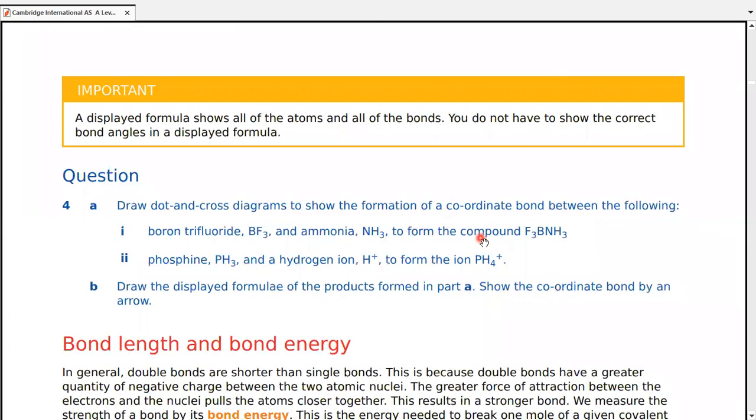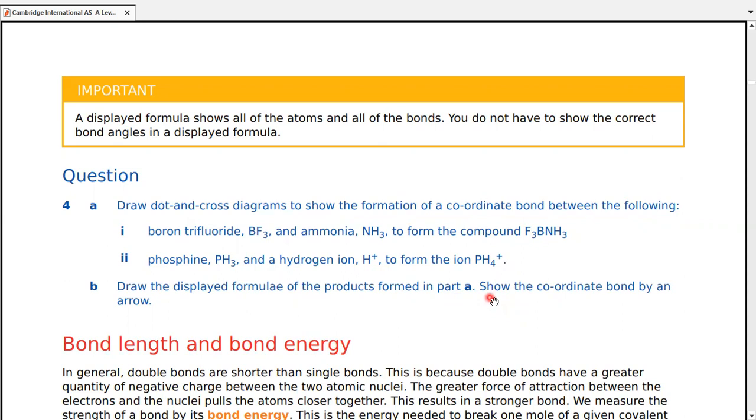So there are some examples, BF3, NH3. This is the same example I talked about earlier. Phosphine, which is BH3 and a hydrogen ion, can also form a dative bond to form the ion BH4 positive. So you can try and draw these with your own hands to get good practice at dative bonding.